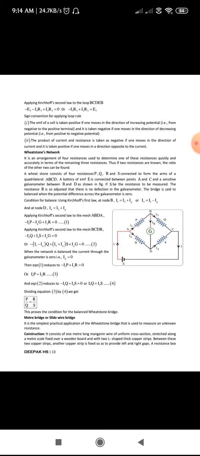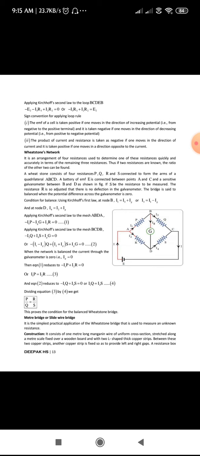In order to find the value of that S resistor, what we are going to do is adjust the resistance value of R. In the figure you can adjust the value of the resistance R, so that the deflection in the galvanometer which is connected between B and D can be adjusted to 0. By adjusting the value of R, you can bring the galvanometer to 0. When the deflection in the galvanometer shows 0, the bridge is said to be balanced. The Wheatstone bridge is balanced, we say.